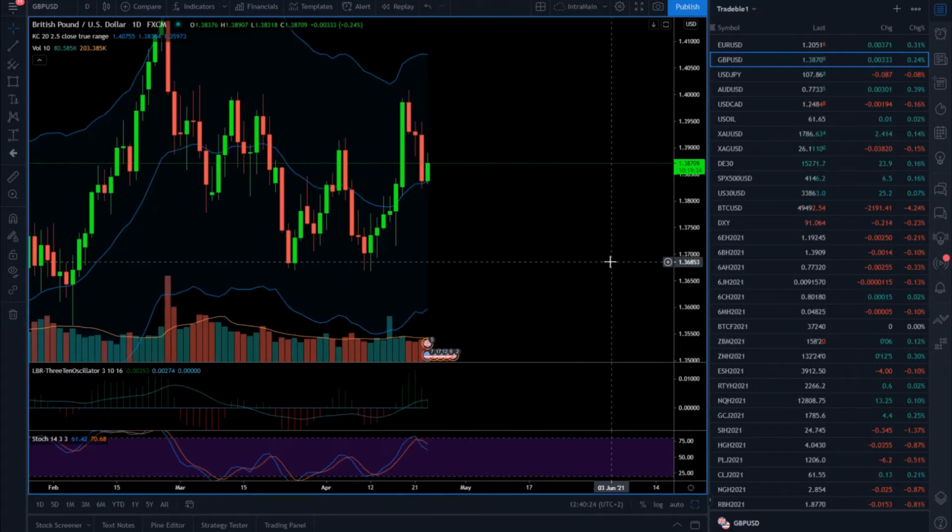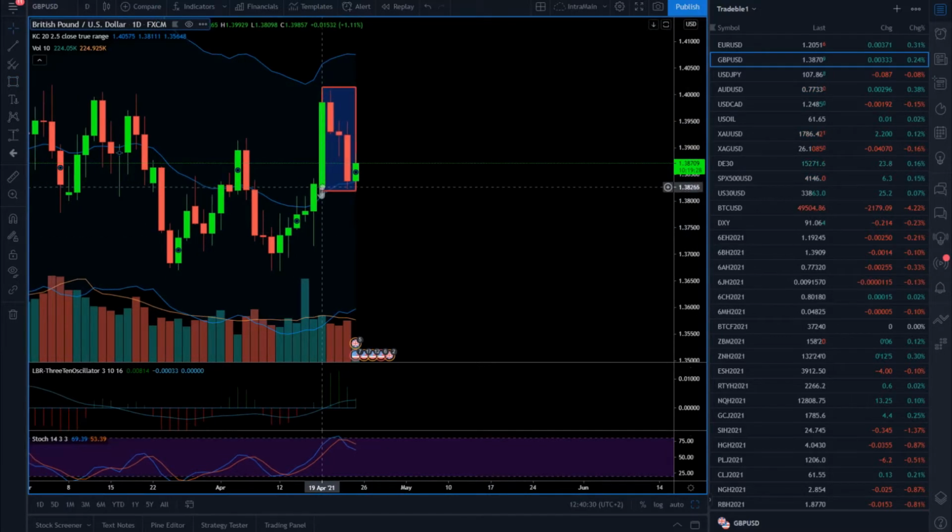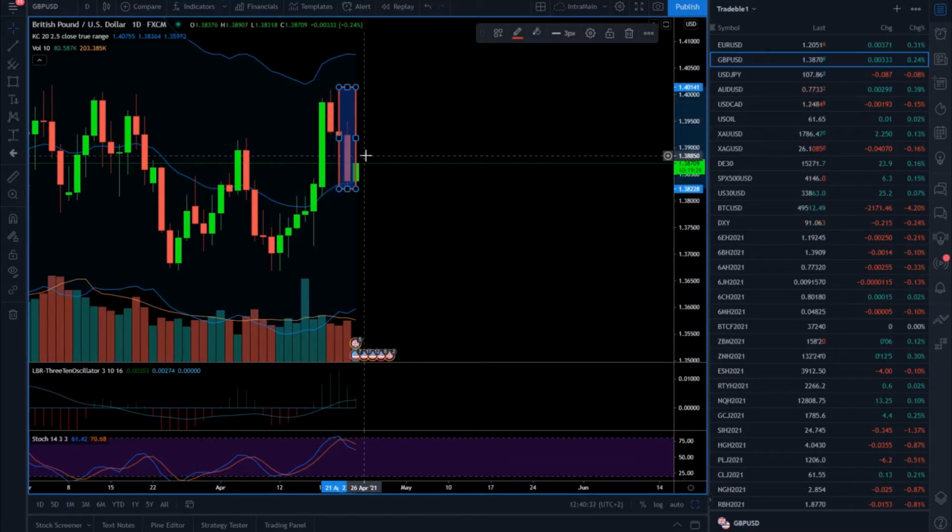On the daily time frame, we got basically 3 down days after the one big up day that happened about 4 days ago. This was a big up day on April 19th, and then the price needed time to correct and went almost 3 days in the down cycle.